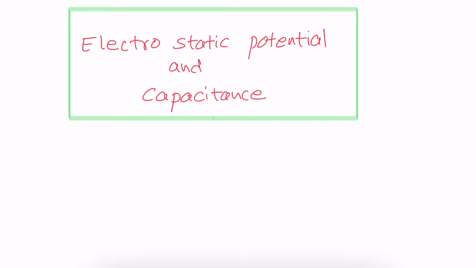Now come to the chapter electrostatic potential and capacitance. Let's go to the introduction of this chapter. Already we studied about work done in the first year. The work done formula is the scalar product of force and displacement.